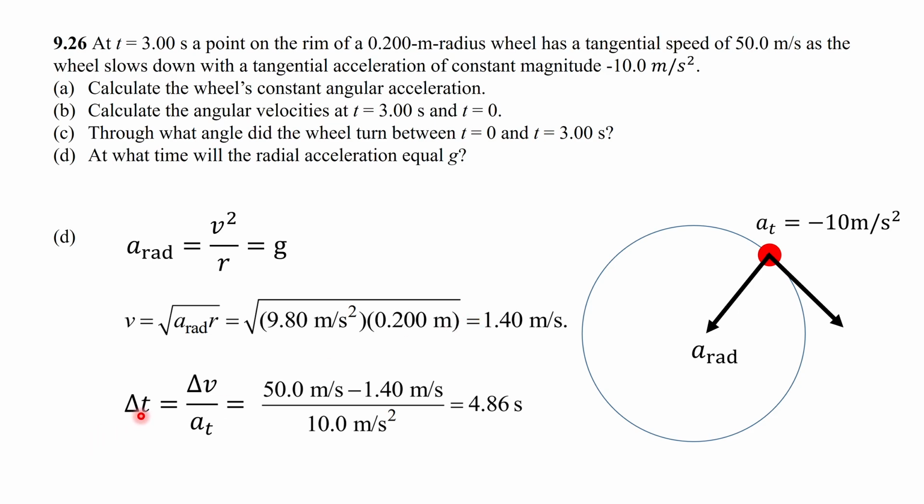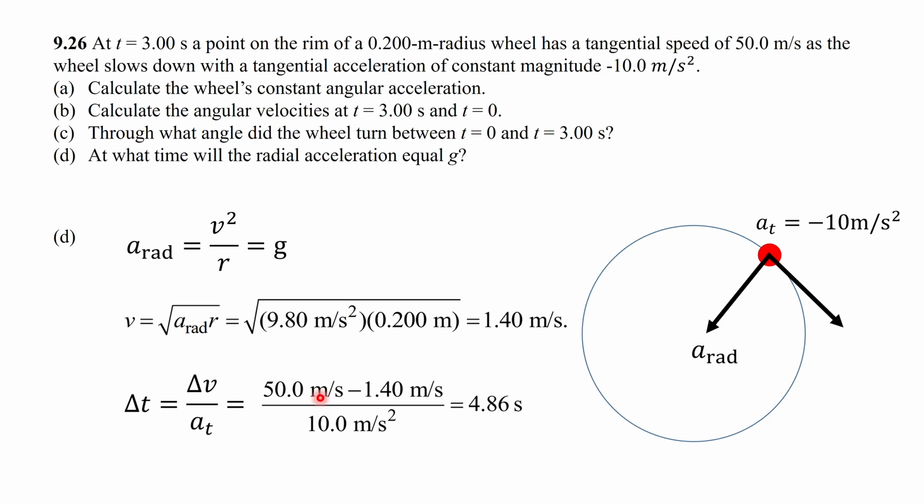So the time is easy to get if you know the change of the velocity. If we know the change of velocity, we just divide by the acceleration, then we have the time. So the change of the velocity is the change of the linear velocity, over the tangential acceleration. So we got the time. The change of the linear velocity is the 50. This is from here, at the 3 seconds is 50.